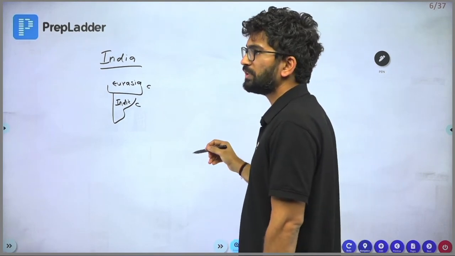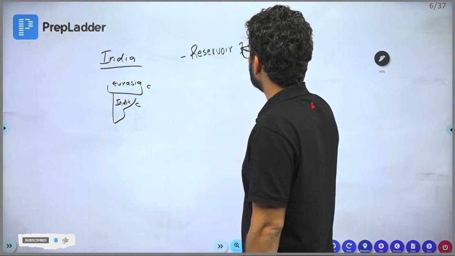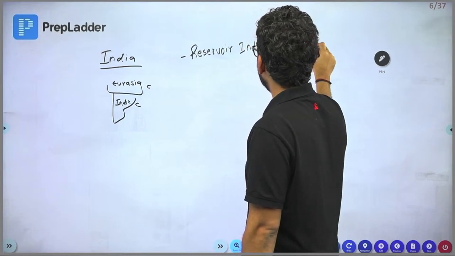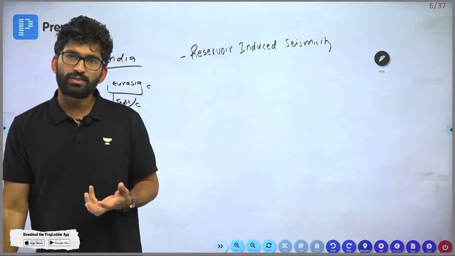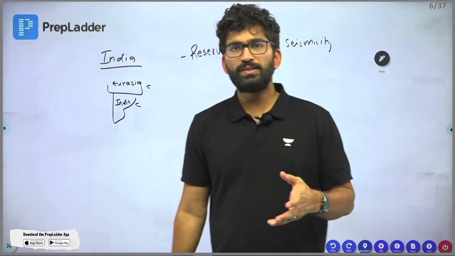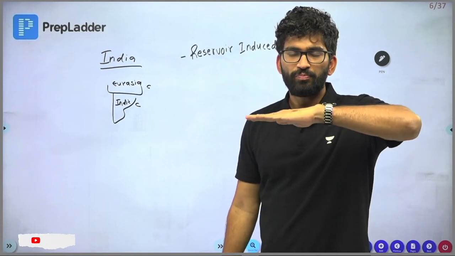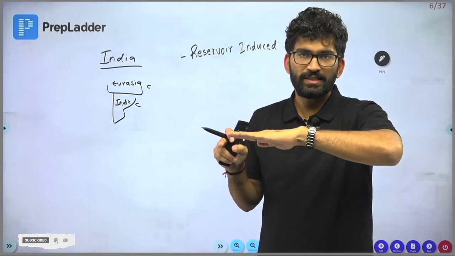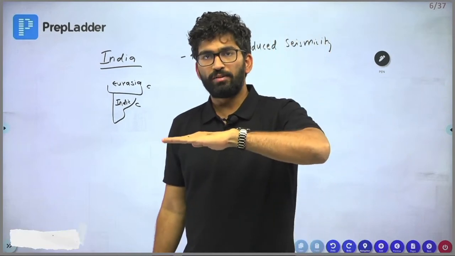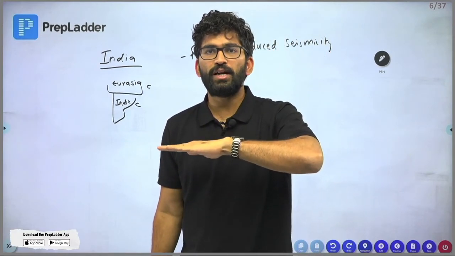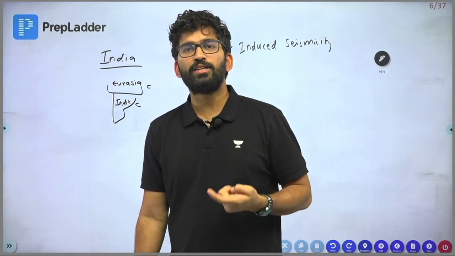Along with that, India has also seen another earthquake called reservoir-induced seismicity. When I say reservoir-induced seismicity, that means there was a reservoir somewhere, a kind of dam structure, and it got burst. When it got burst, it resulted in isostatic imbalance within the surface. The surface of the earth maintains its balance because of isostasy. Whenever this balance gets disturbed because of sudden vibrations or sudden destruction of any landform on the surface, then the earth starts vibrating like this and it results in an earthquake.